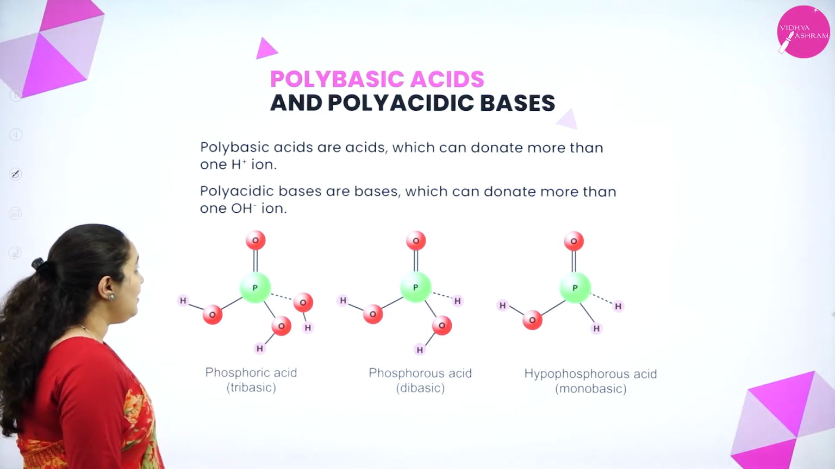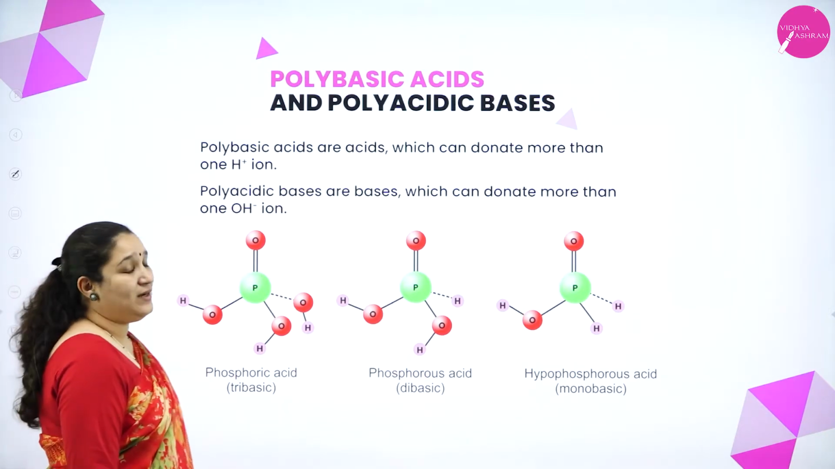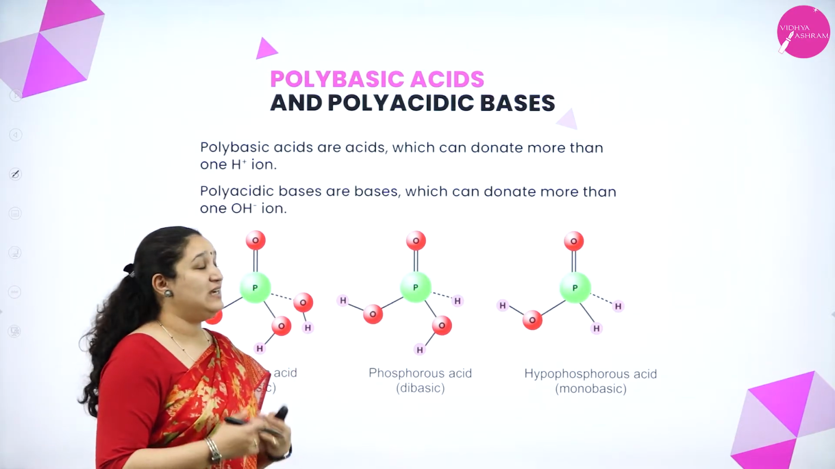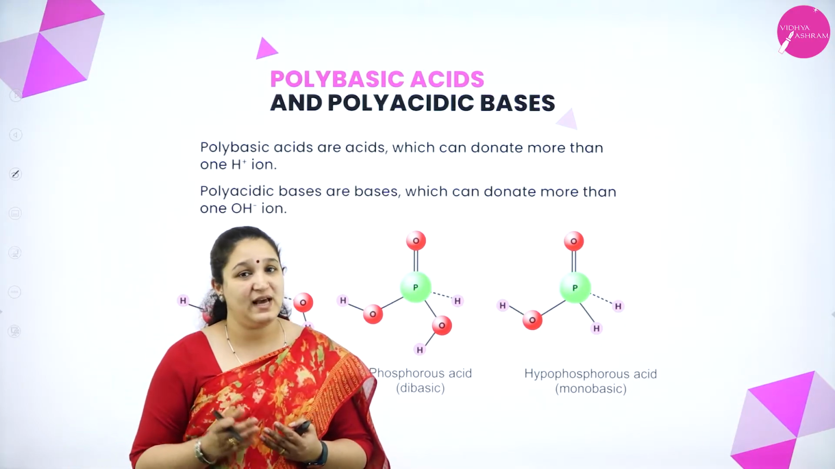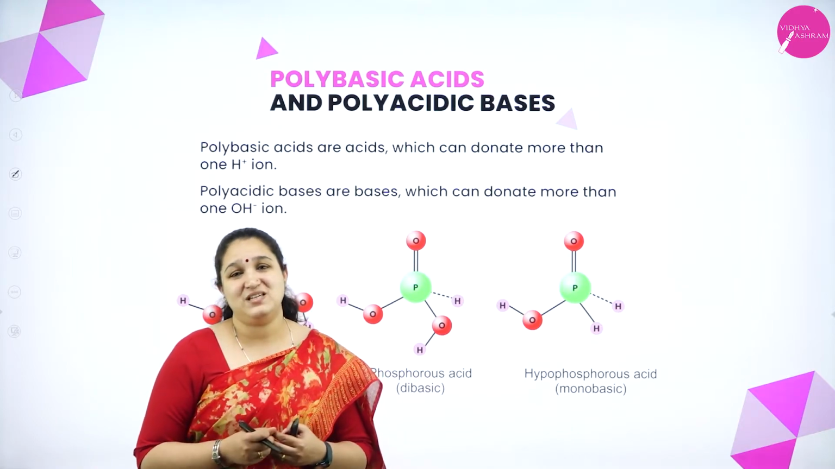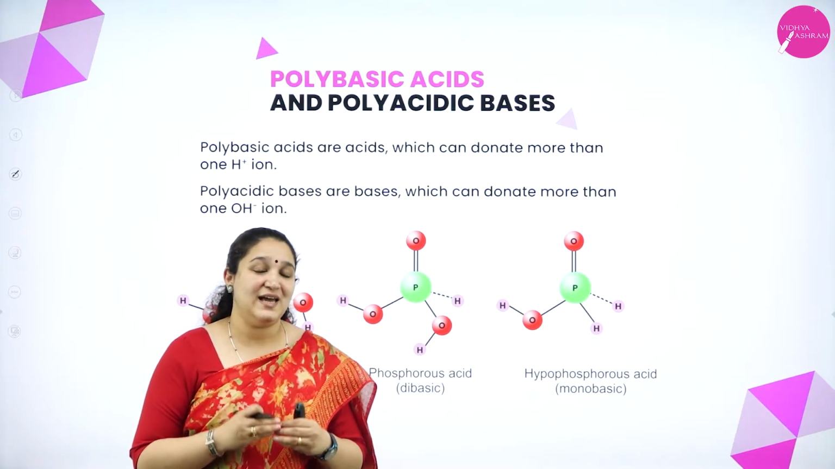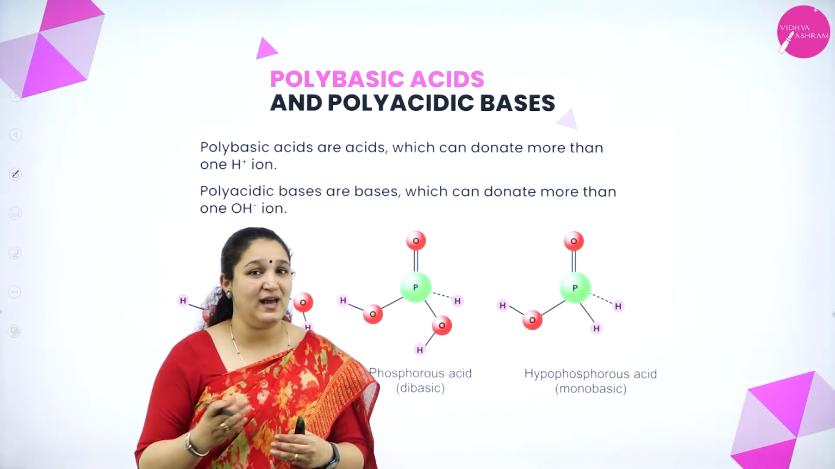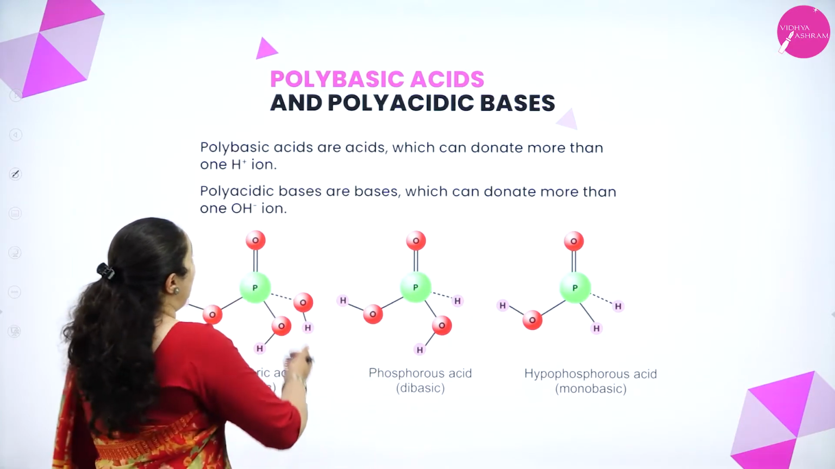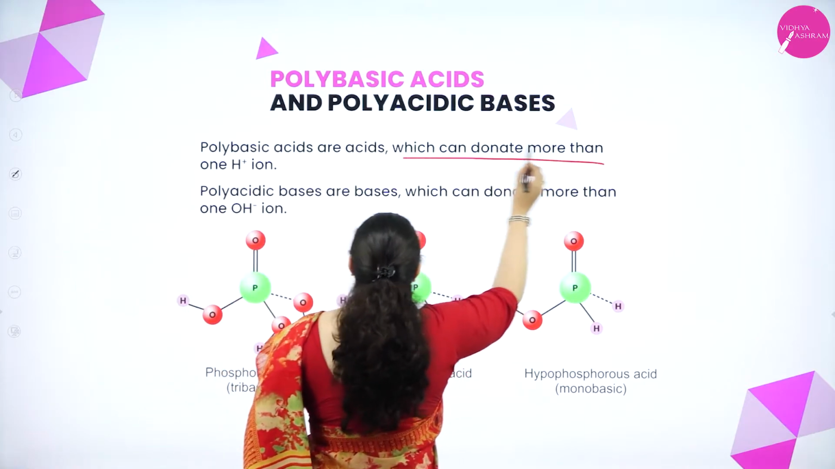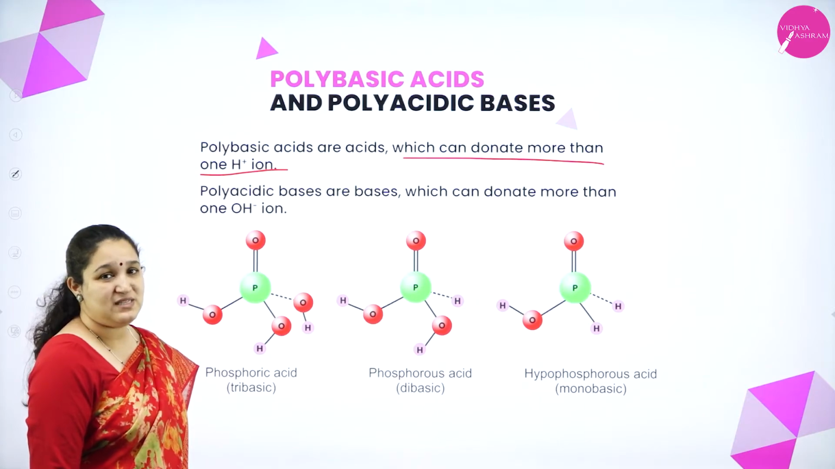Next is polybasic acids and polyacidic bases. Now, what is the meaning of polybasic acids? I had explained to you all about the basicity of an acid, correct? So, the basicity of an acid means how many replaceable hydrogen atoms are there. That is the meaning of basicity of an acid. Now, polybasic acids are the acids which can donate more than one H plus ion. Then we call them polybasic acids.